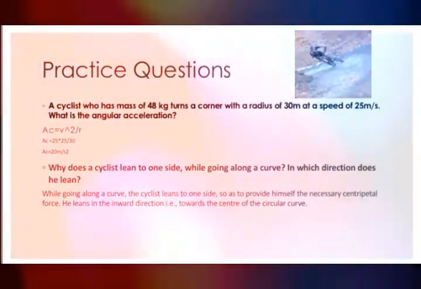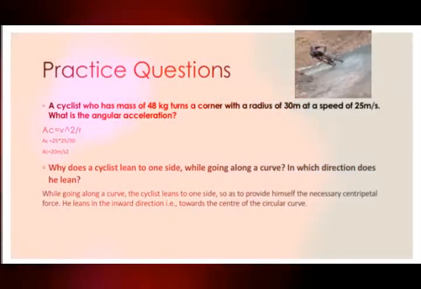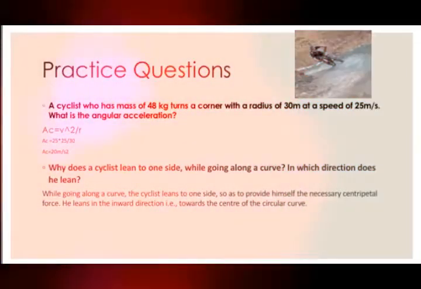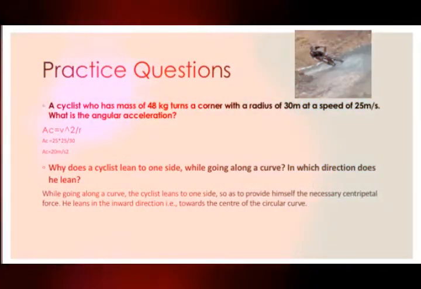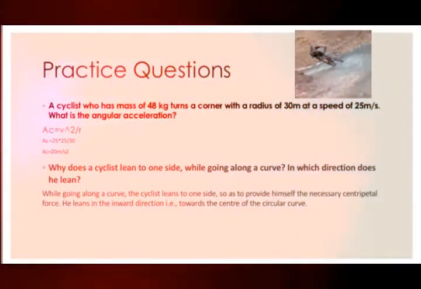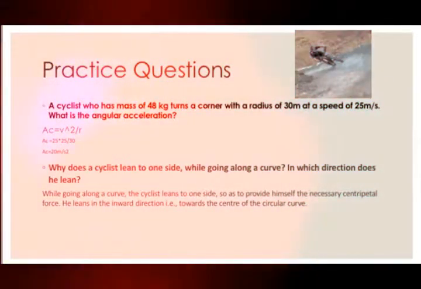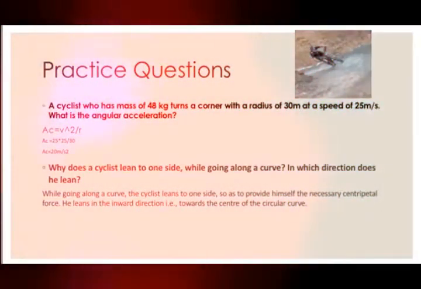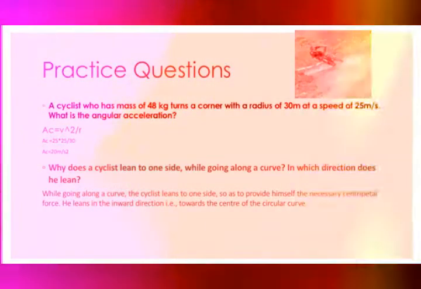A cyclist who has a mass of 48 kg turns a corner with a radius of 30 meters at a speed of 25 meters per second. What is his angular acceleration? We've derived the equation from Newton's second law, and the acceleration equals v squared over r. We have the velocity given, which is 25 meters per second, and the radius is 30 meters. So we plug it into the equation. 25 squared divided by 30 equals 20. So the acceleration is 20 meters per second squared.